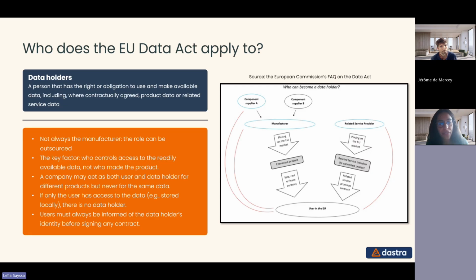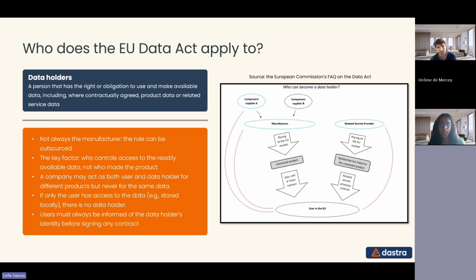So here we have a chart that the European Commission included in their FAQ on the Data Act. For those who don't know, there's an important FAQ, like 50 pages long, of the European Commission that explains those notions and gives a lot of examples, because the Data Act in itself is a bit technical, a bit hard to absorb. So the FAQ is really important to grasp those notions concretely.